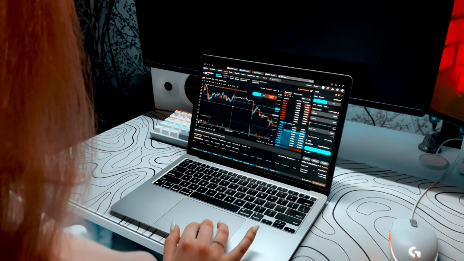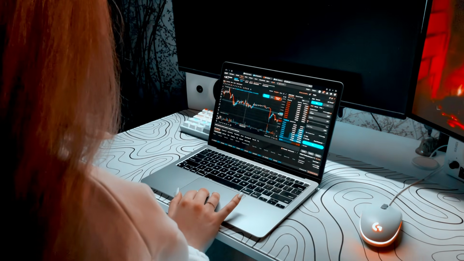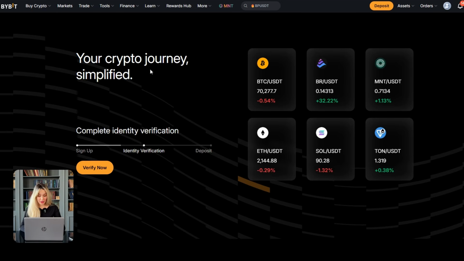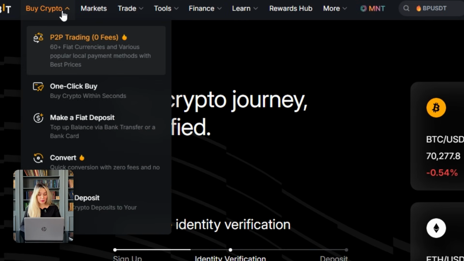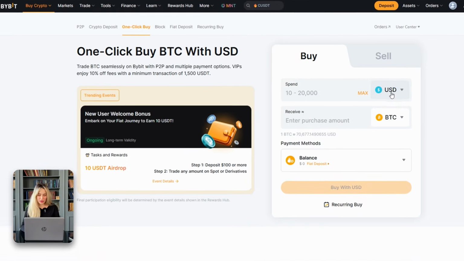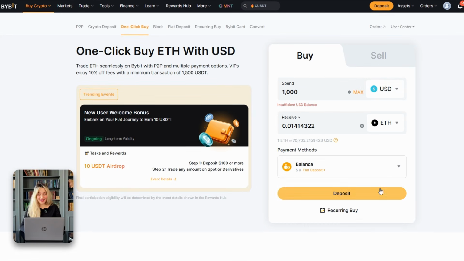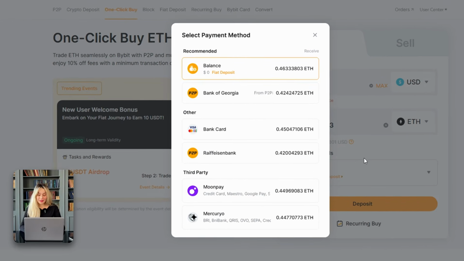Now, let's talk about funding your account. Bybit is mainly a crypto-to-crypto exchange, so you'll need crypto to start trading. If you don't have the crypto yet, go to Buy Crypto, one-click buy. Choose your currency, the amount, and the crypto you want. Then select your payment method: card, bank transfer, or wallet balance. Keep in mind, this is convenient, but usually not the cheapest way to buy crypto.